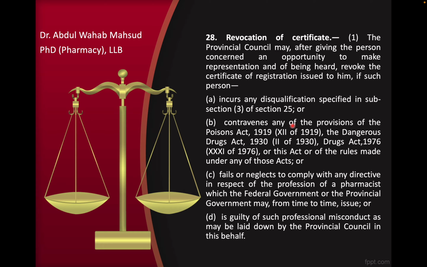B. contravenes any of the provisions of the Poisons Act 1919, the Dangerous Drugs Act 1930, the Drugs Act 1976, or this Act, meaning the Pharmacy Act 1967, or of the rules made under any of those acts, or C. fails or neglects to comply with any directive in respect of the profession of a pharmacist which the federal government or the provincial government may from time to time issue, or is guilty of such professional conduct as may be laid down by the provincial council in this behalf.